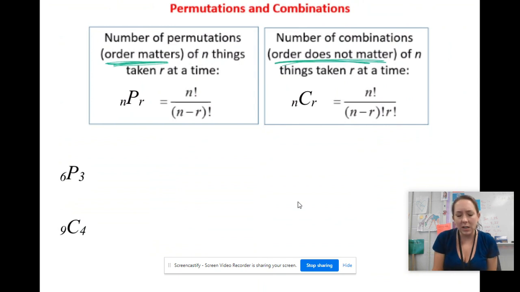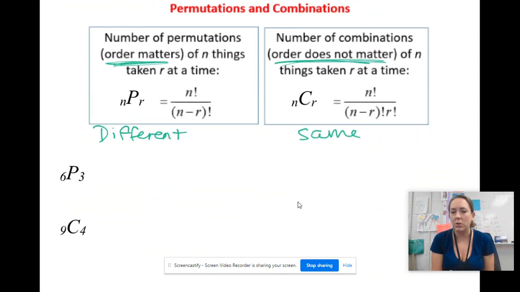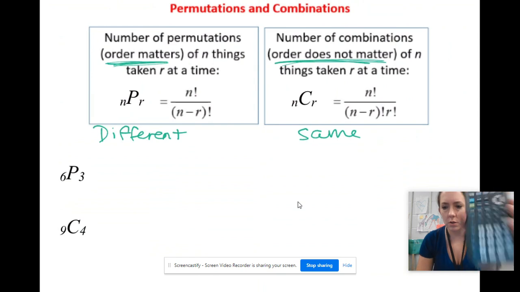Another way to think of it is that for a permutation, the things you are choosing or assigning are all different. And in a combination, it's all the same. Everybody gets the same thing, which again will make more sense when I show you an example. But I did want to show you how to do this in the calculator. So here's a calculator.